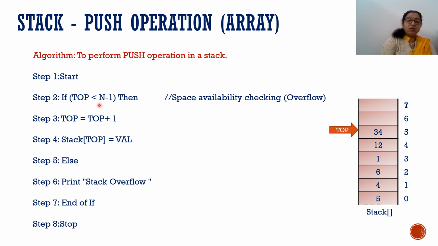But if top is equal to n minus 1, so top is focusing on the 7th position, that is equal to n minus 1. N is 8 in this example. So 7. If top is on the 7th position, there is no space. So else print stack overflow. Understood? End of it. Stop. So this is the algorithm for the push operation. Clear now? Okay. Now we can check how to write this function in C++.